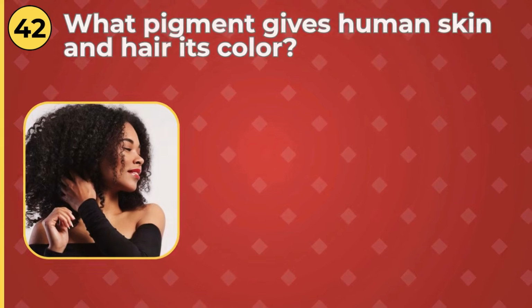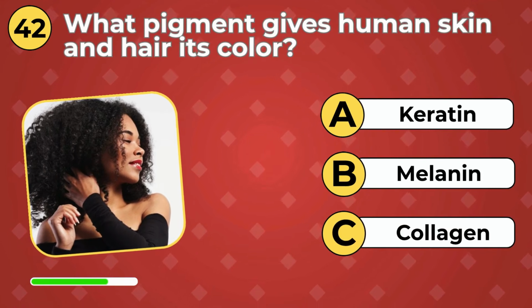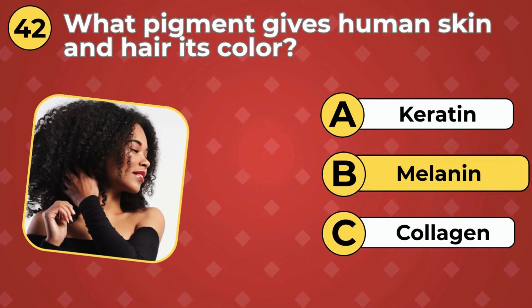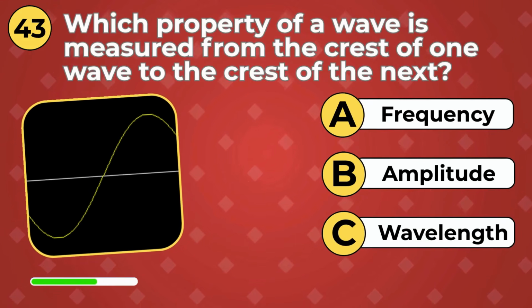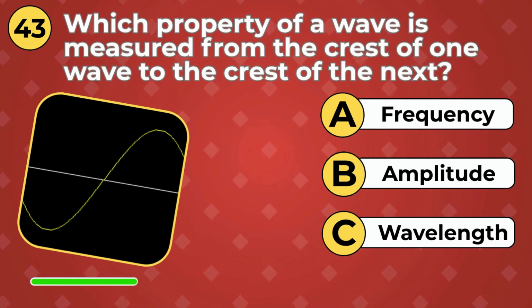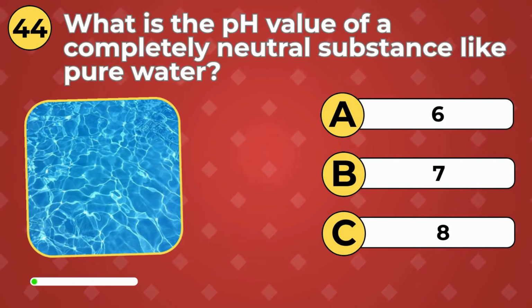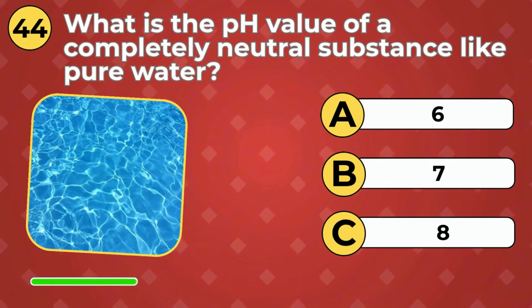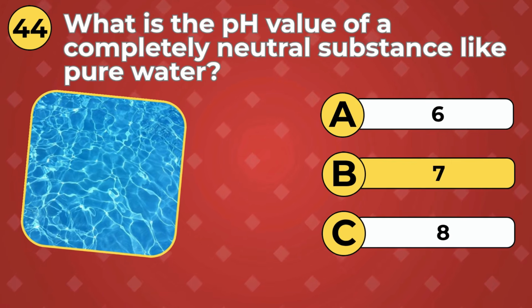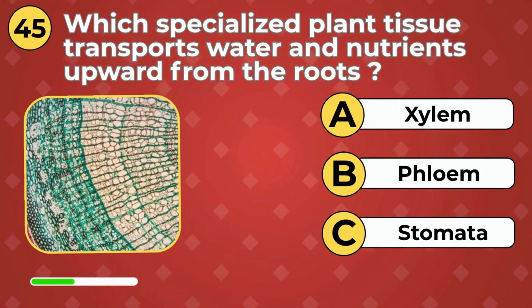Deposition. What pigment gives human skin and hair its color? The correct answer is melanin. Which property of a wave is measured from the crest of one wave to the crest of the next? Wavelength. What is the pH value of a completely neutral substance like pure water? Seven. Which specialized plant tissue transports water and nutrients upward from the roots?